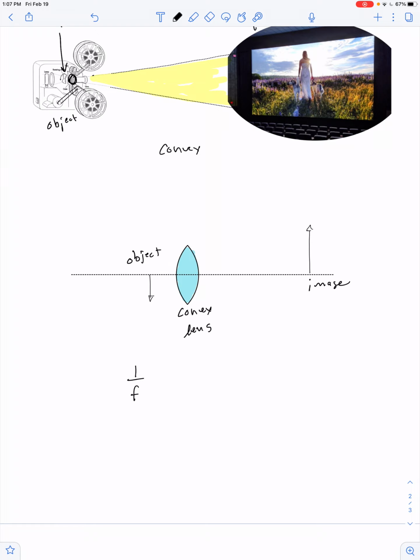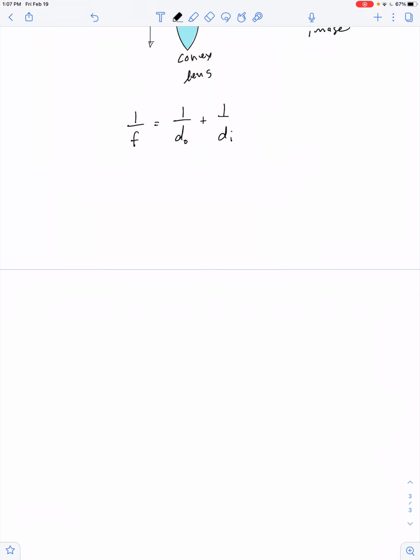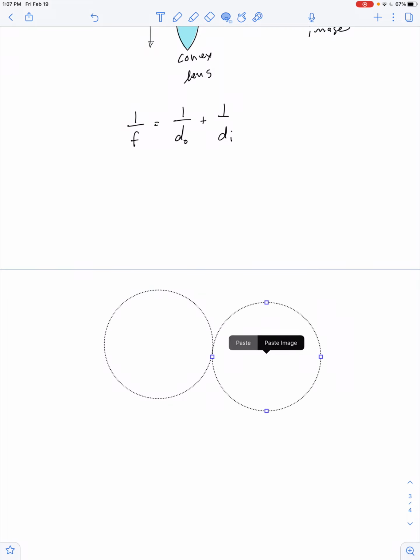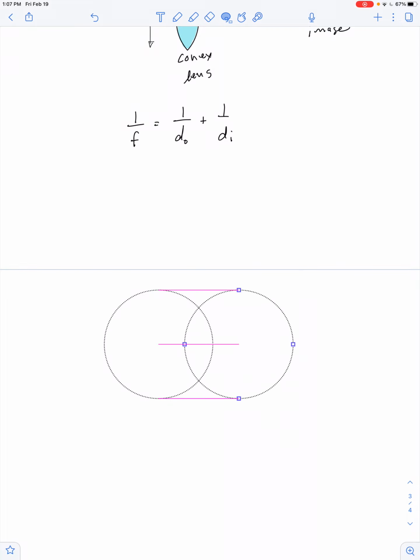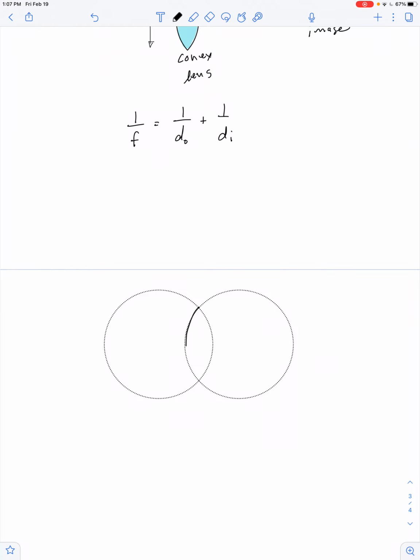It says the inverse of the focal length of a lens is equal to the inverse of the object distance plus the inverse of the image distance. But there's also an equation that says how we can make a lens. So the lens maker's equation is a little different. Let's draw in the intersection and show that a convex lens is made of two curved surfaces, each with some radius of curvature.